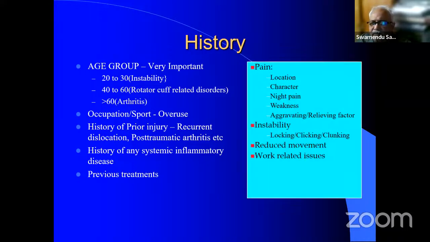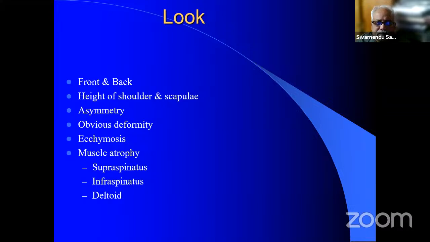Then as for the other joints like the hip and knee, when we examine, for the pain we have to ask about the location, the character, and whether there is night pain or not. Mostly night pain we usually find in diabetic people and cuff-related disorders. Then the weakness, and the aggravating and relieving factors. Then in the younger group, we have to ask about locking, clicking, or clunking sort of feeling. Then what is the movement and what related issues.